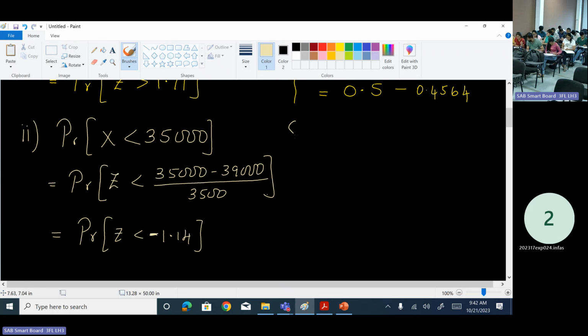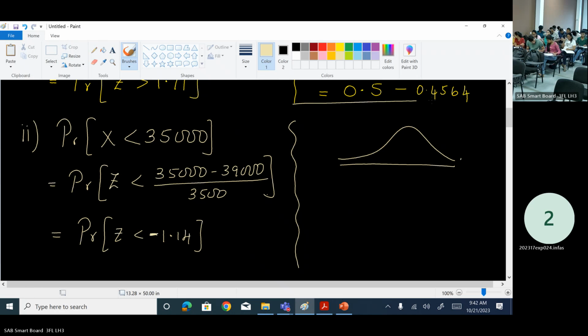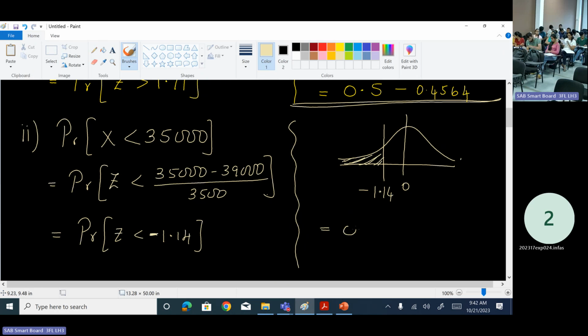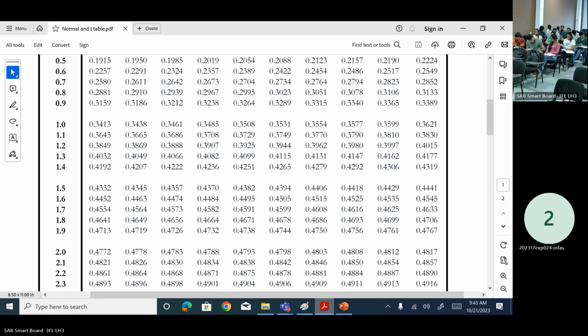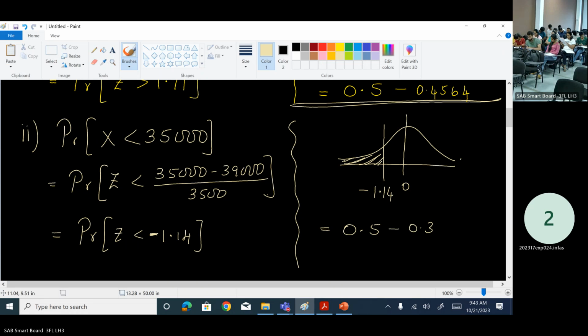So we are in the Z scale, so we can draw the Z scale sketch. 0 comes in the middle, minus 1.14. So we know how to get it. 0.5 minus the area for 1.14 will give the answer. That is our equation. Okay.